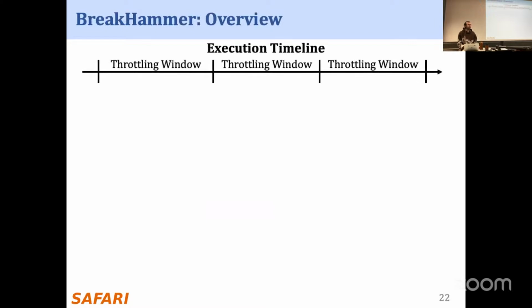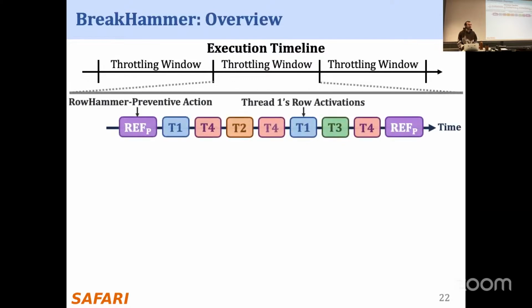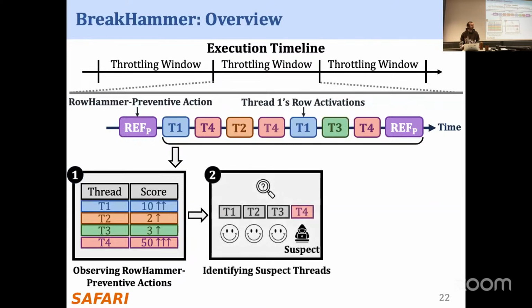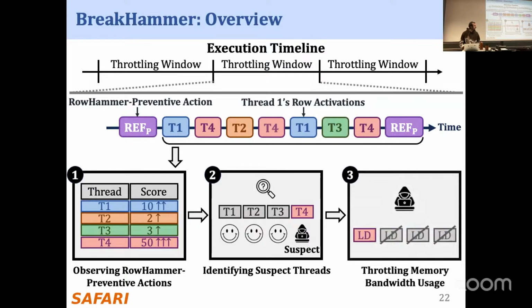BreakHammer divides the execution timeline into windows of equal length, which we call throttling windows. Inside each throttling window, the execution timeline is a series of activations from different threads and RowHammer preventive actions from RowHammer solutions. BreakHammer has three key stages. First, BreakHammer observes RowHammer preventive actions and attributes what we call a RowHammer preventive score to each hardware thread. Second, BreakHammer analyzes these scores and identifies suspect threats that unfairly reduce DRAM bandwidth availability. Next, BreakHammer throttles the memory bandwidth usage of these suspect threats.